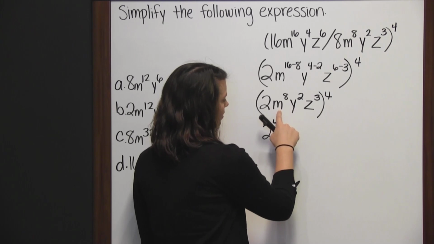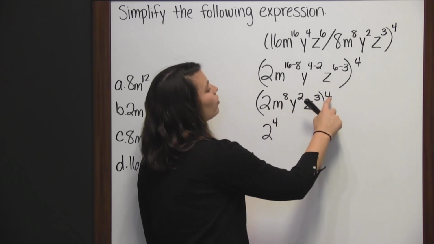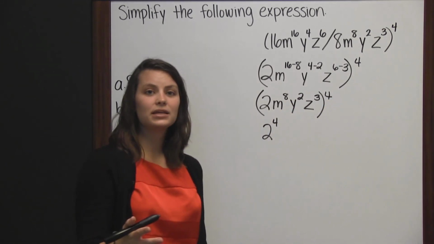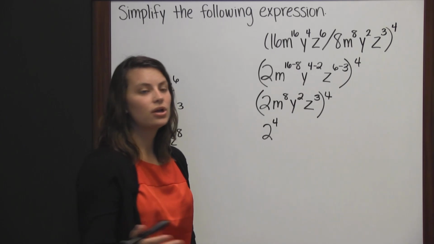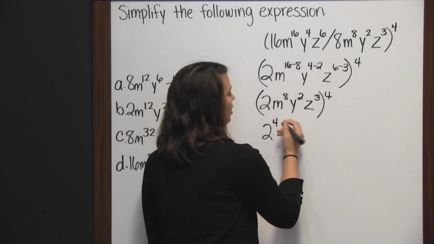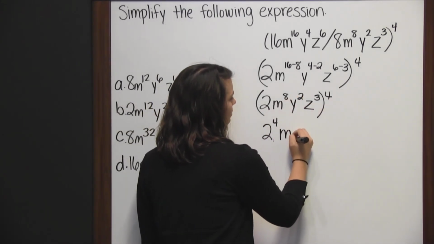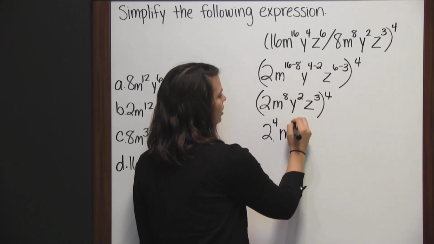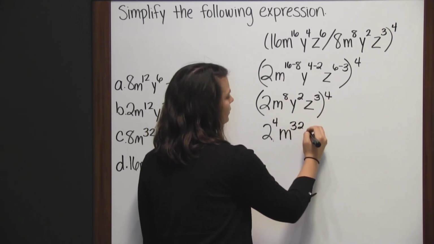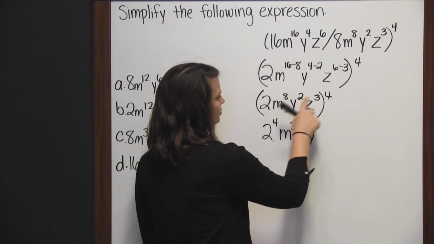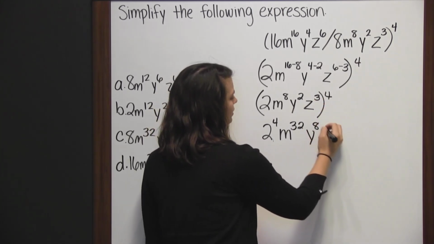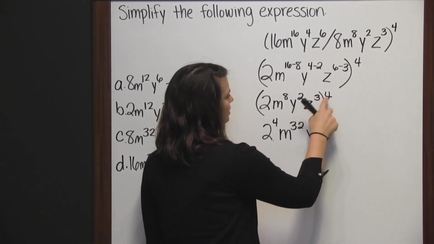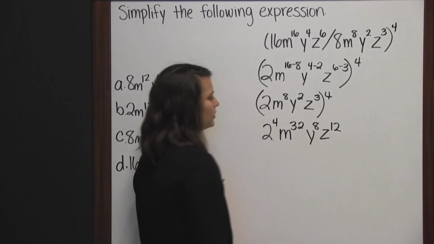Then we have m to the 8th raised to the 4th. We're raising a power to a power, so we must multiply our exponents. So m to the 8 times 4 is 32. Y to the 2 times 4 is 8. And z to the 3 times 4 is 12.